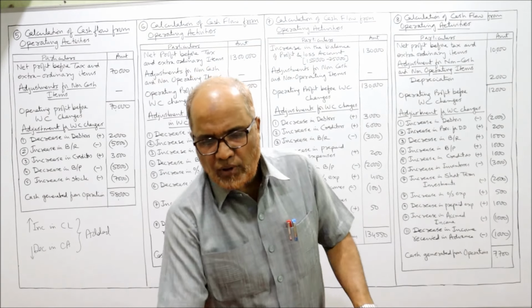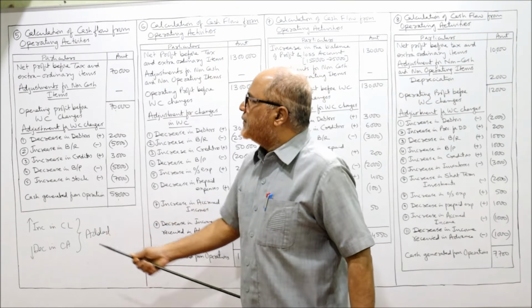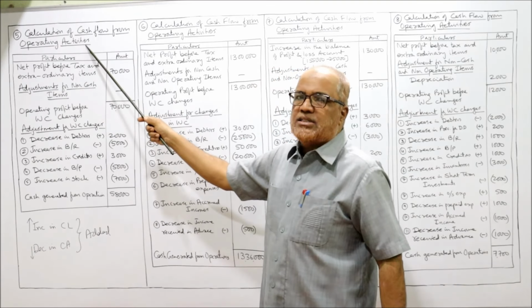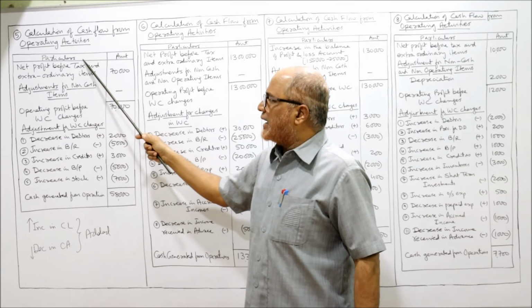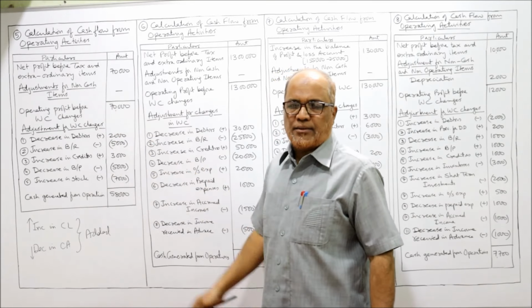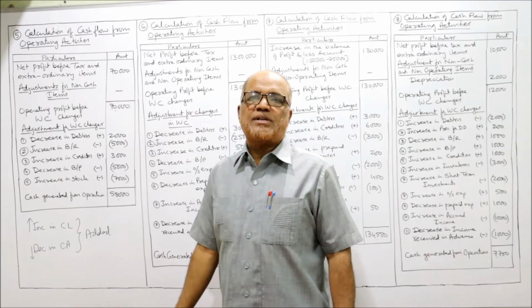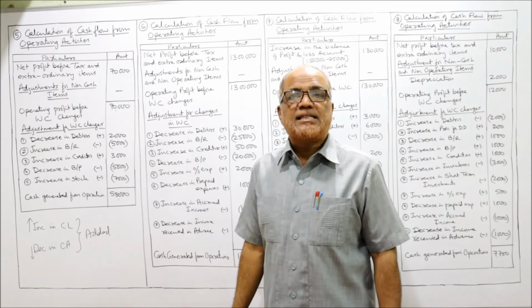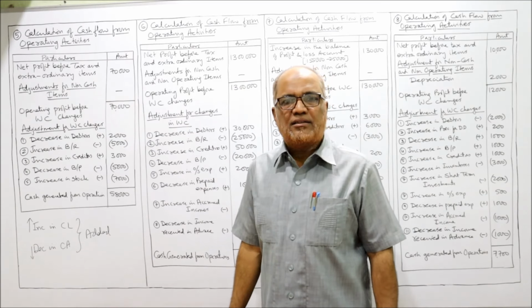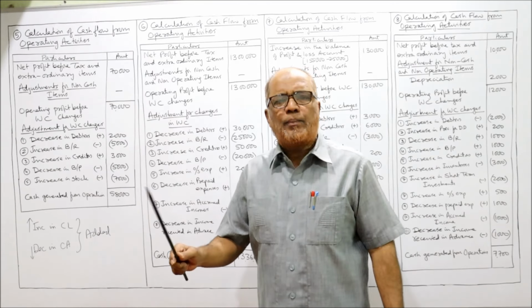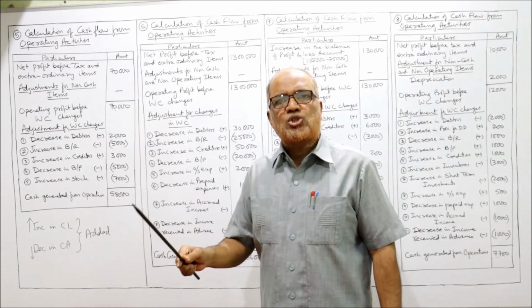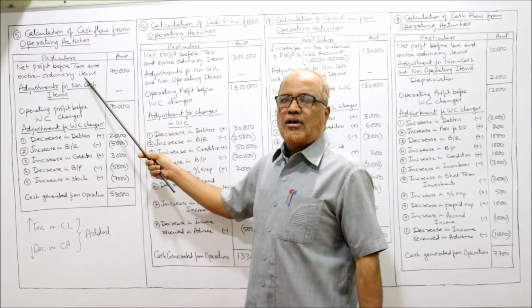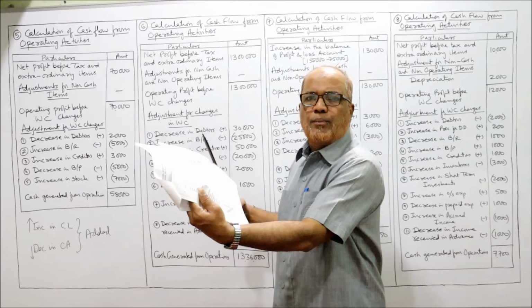Now, first of all, how to calculate? Here I am showing the calculation of cash flow from operating activities. That is our heading. Net profit before tax and extraordinary items. These are the wordings specified by AS3, Accounting Standard 3. That's why we should write the complete sentence. Net profit before tax and extraordinary items. The profit given is 70,000, given in the problem.